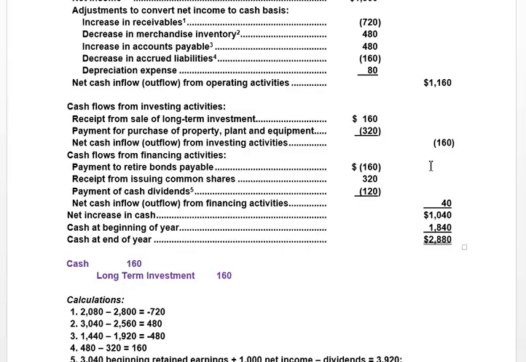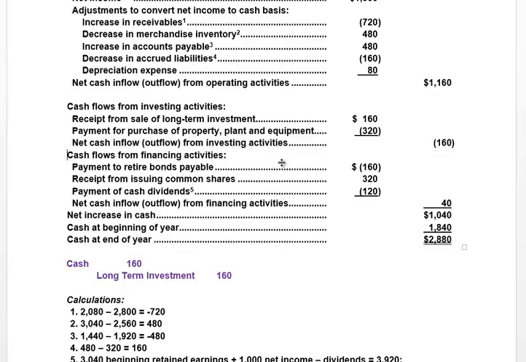I've also got property, plant, and equipment that I bought during the year. So I could see here, although there were no sales of property, plant, and equipment, meaning I didn't dump any or sell any, I can see that I bought some. How do I know? Because my balance in the PP&E account went up by 320. It went from 2720 to 3040. So I know I must have used cash to buy that equipment. So my cash outflow was 320. So at net, I have an outflow here, which is negative 160.